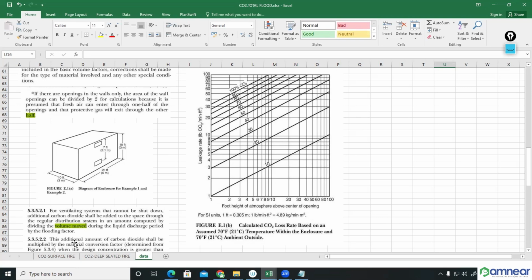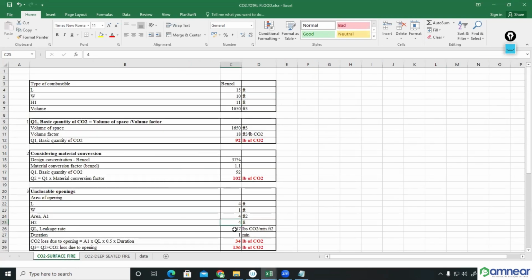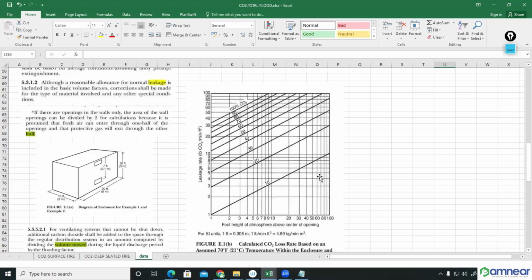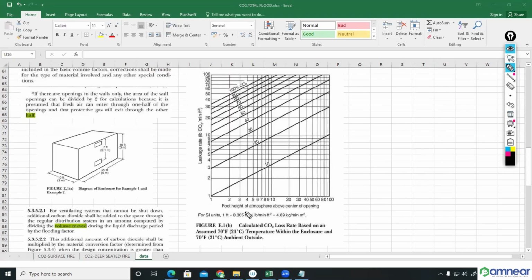Okay. And also, you have to find the leakage now. The area we have calculated. H2 is also there. Now we have to find the leakage rate. Leakage rate you can find from this table. From this table, you can see the term foot height of atmosphere above center of opening.